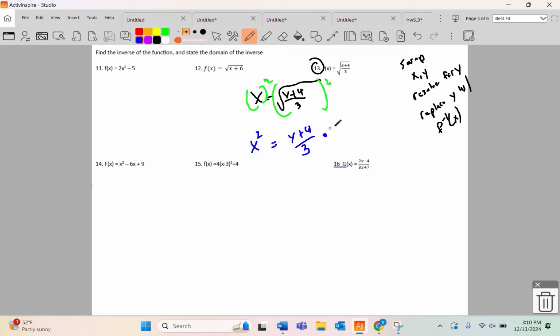I got to multiply both sides by 3. Cancellation on the right-hand side. 3x squared is y plus 4. And the last move I got to do is move that 4 over. 3x squared minus 4 is the inverse of f of x. They're really not that hard.